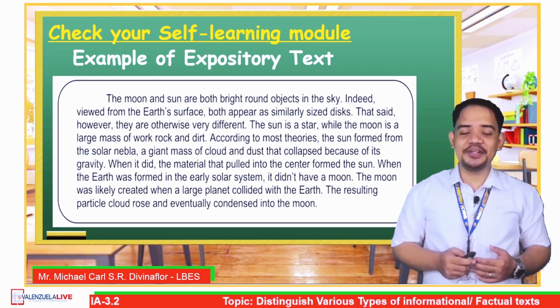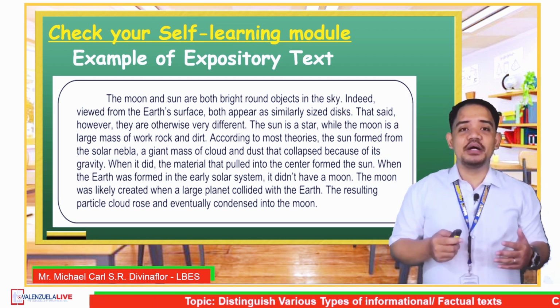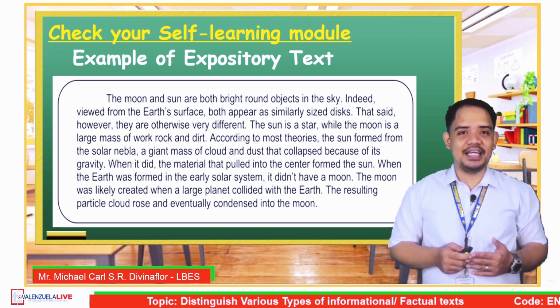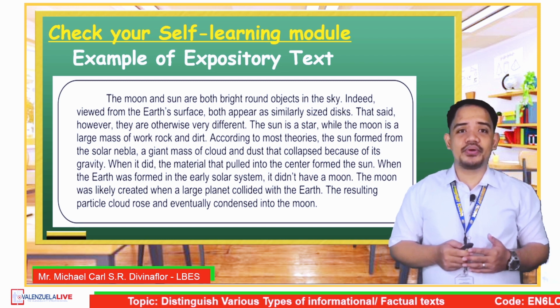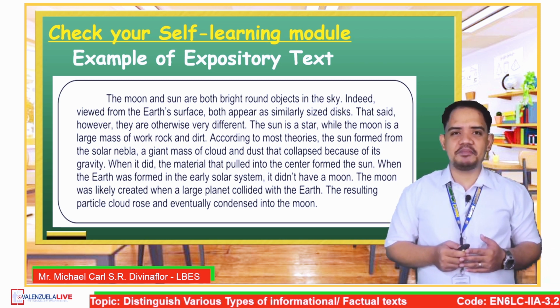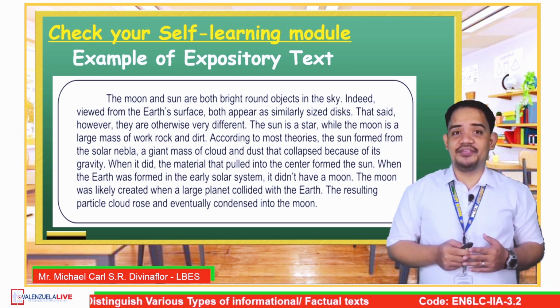Are you ready? Let's read. The moon and the sun. The moon and the sun are both bright, round objects in the sky. Indeed, viewed from the Earth's surface, both appear as similarly sized disks. That said, however, they are otherwise very different.